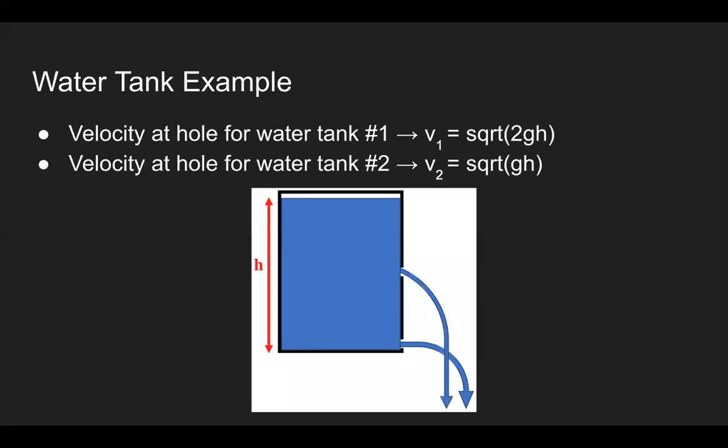We can now look at and compare the two velocities at the holes. It is now clear that the velocity of water tank 1 is greater than that of the second one by a factor of the square root of 2. I have also included an image of what the streamline of the water flowing out of the hole would look like, which should match the one in the textbook.